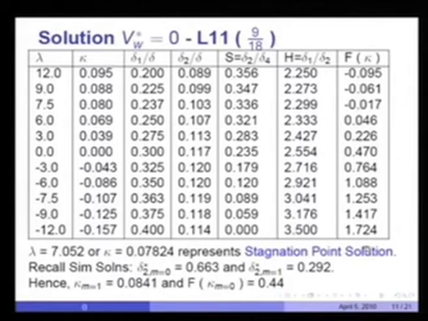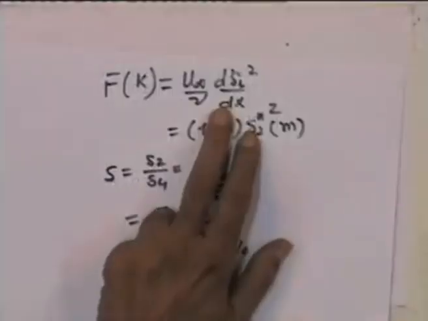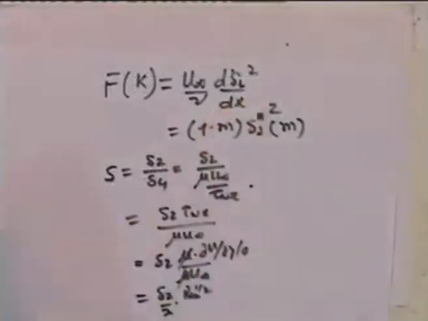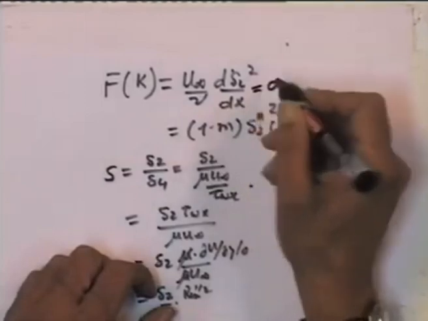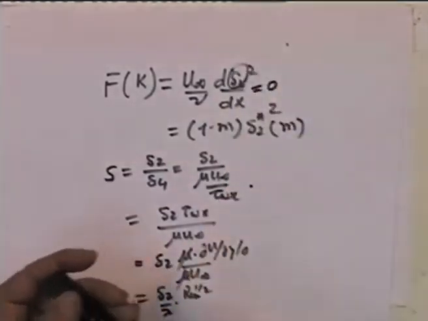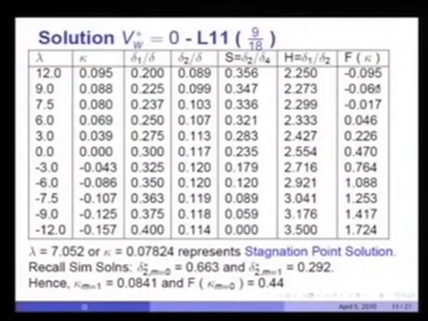and then positive. Now, what is f k? To remember again, f k is nothing but that value, and when that is equal to 0, it means delta 2 is constant, and therefore, it represents the stagnation point solution. If you look here, the stagnation point solution will be somewhere here, and its value will be lambda equal to 7.052 and kappa equal to minus 7824.